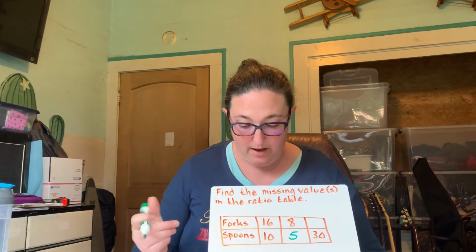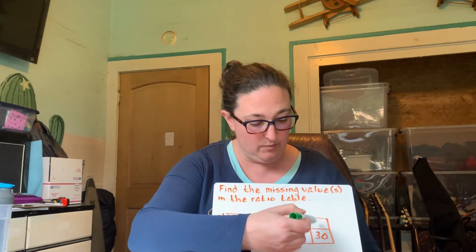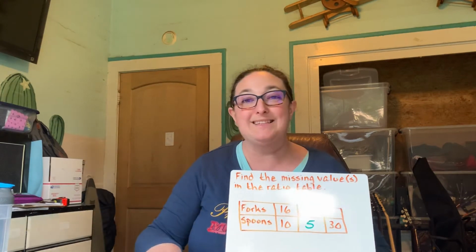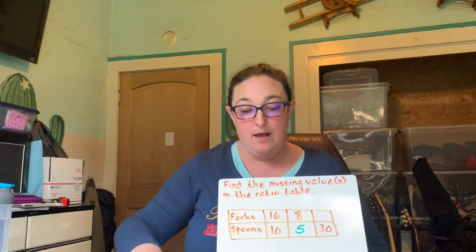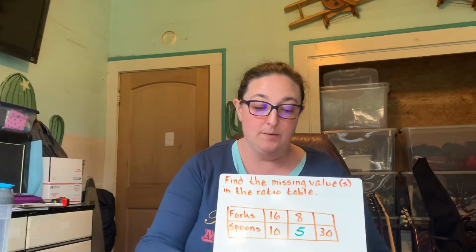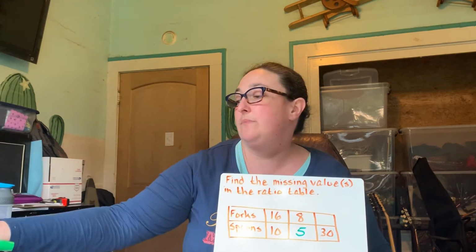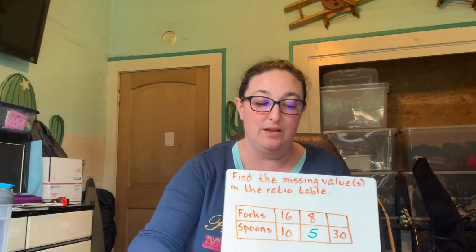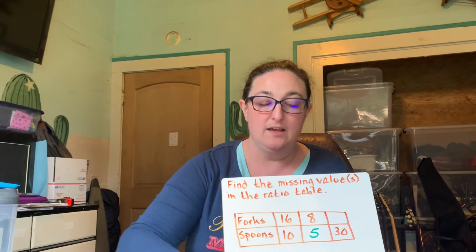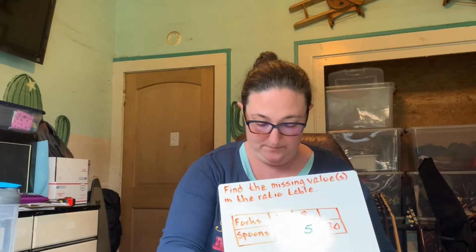Okay. Now we have another one. We still have a missing number here. So I'm going to start with that same fraction, the 16 over 10. I'm starting with that fraction again because I know that's what they used before, and I'm less likely to make mistakes if I use the fraction they've given me.